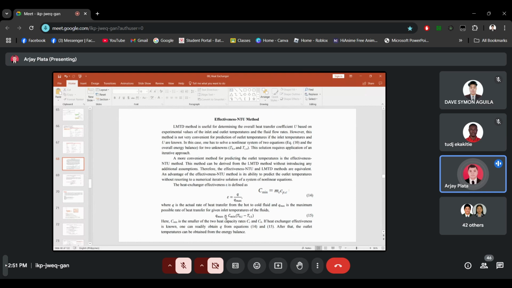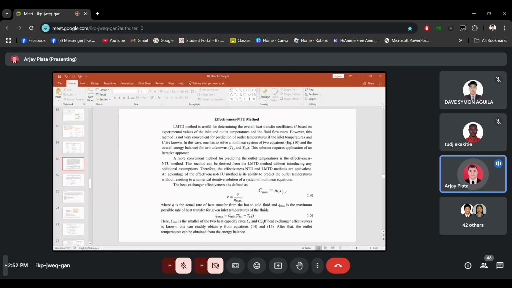If we want to determine the value of the actual rate of heat transfer, we just have to multiply this equation by the effectiveness E, to determine the actual. So what is C min? C minimum is the smaller of the two heat capacity rates, C of the cold fluid and C of the hot fluid.